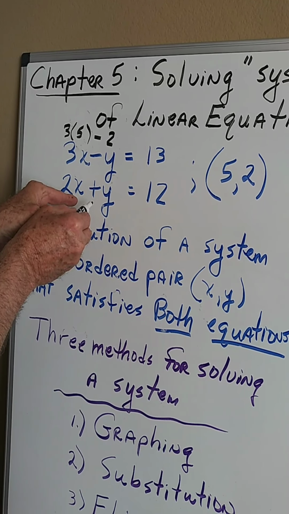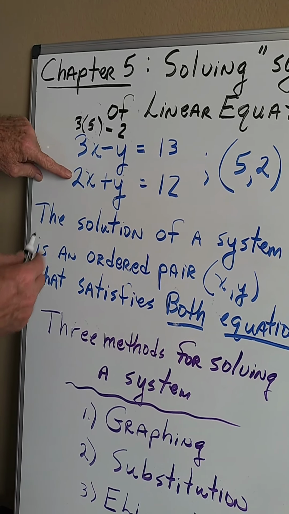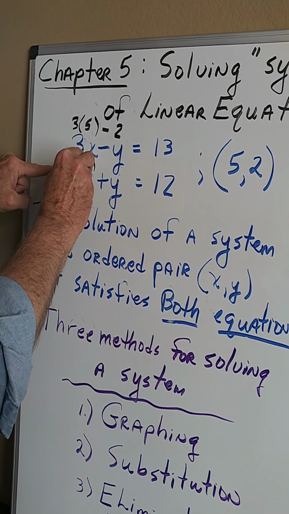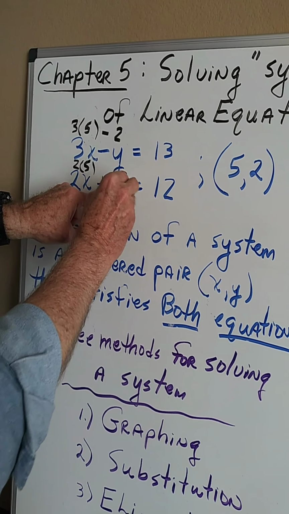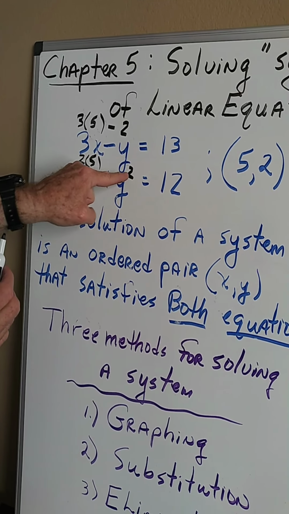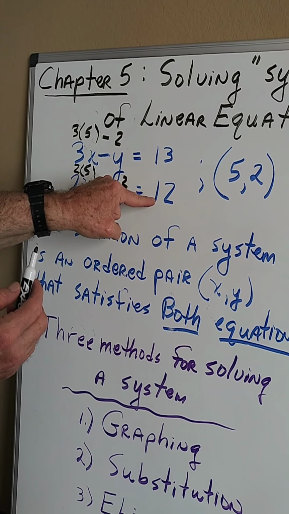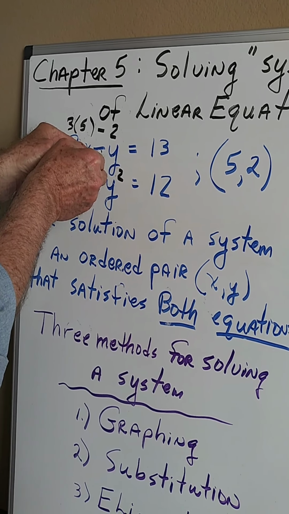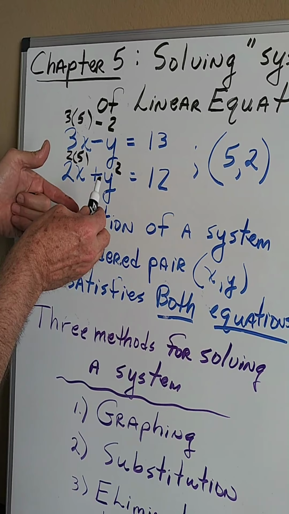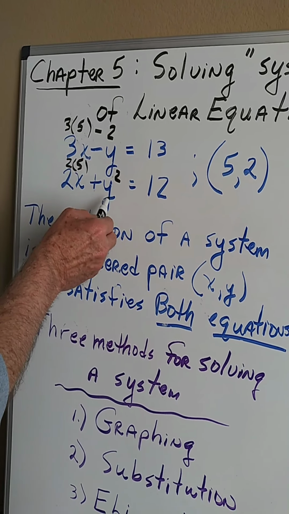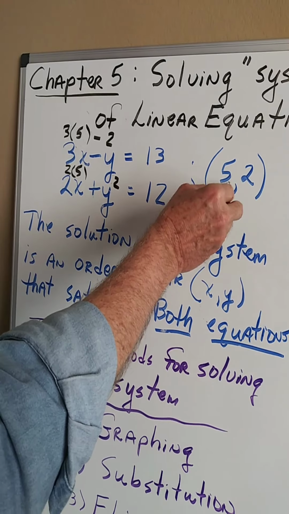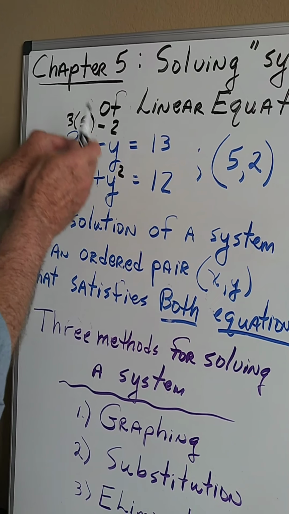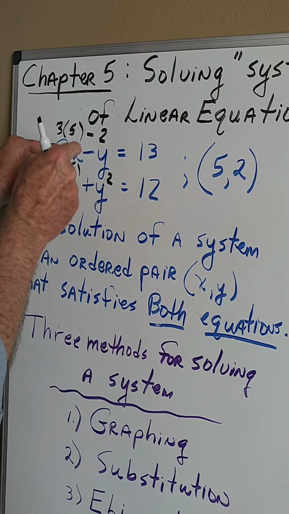Now it must satisfy the second one as well, so let's check it. 2 times the value of x, which is 5, plus the value of y, which is 2. 10 plus 2 is 12. 12 equals 12. 5, 2 not only satisfies this equation, it satisfies the top one. That lets us know that the solution of this system is the ordered pair 5, 2, because 5, 2 satisfies both. It must satisfy both.